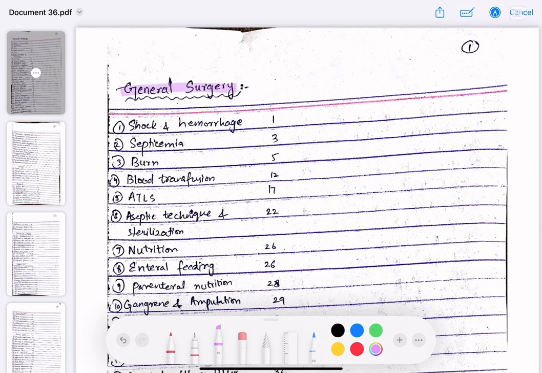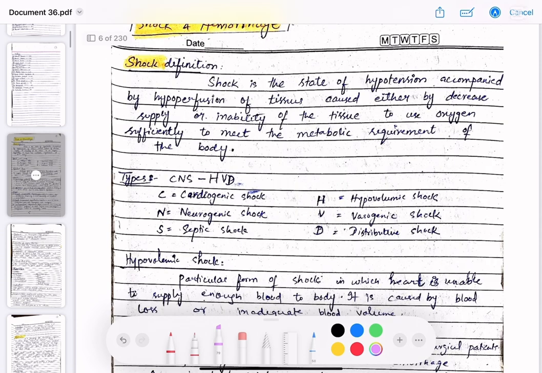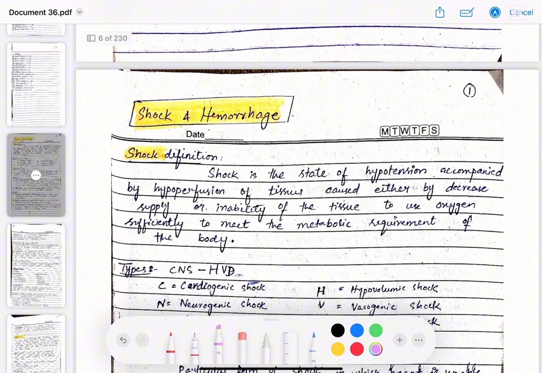So let's discuss shock and hemorrhage, septicemia, burns, and blood transfusion. We will discuss each topic one by one. So the first topic is shock and hemorrhage.